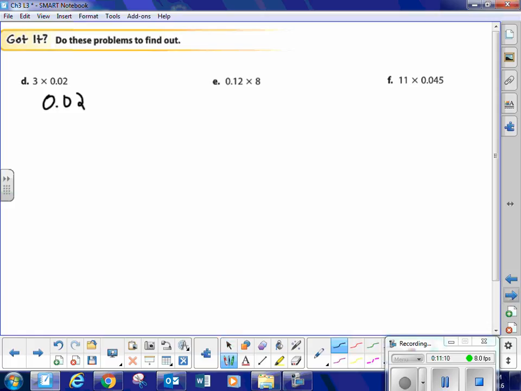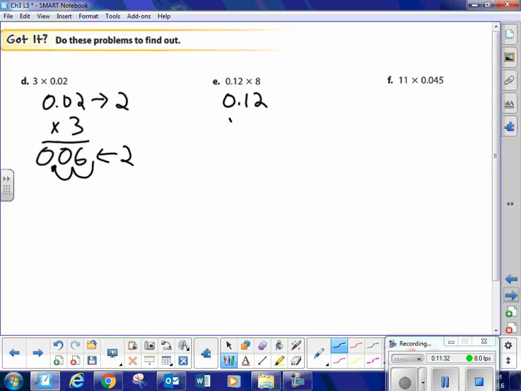0.02 times 3. 2 times 3 is 6. Okay, do the zeros. Okay, and then that way when you annex, you don't have to annex anything. All right, you have to give it 2 decimal places. So it's 0.06. Right, and then I'll just keep this right here.